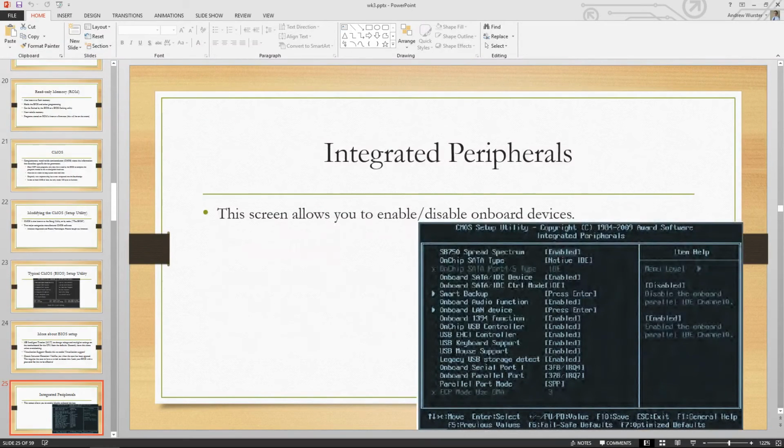So this is another one of those menus that's kind of nice if you want to disable onboard devices, like USB support. You can also change how SATA performs. So you can make it act like IDE, you can make it act like AHCI, which I'm sure we'll get into in a different chapter. But anyway, pretty much everything you can think of that's attached to the physical motherboard that you would plug into on the back, you can turn off or enable here.